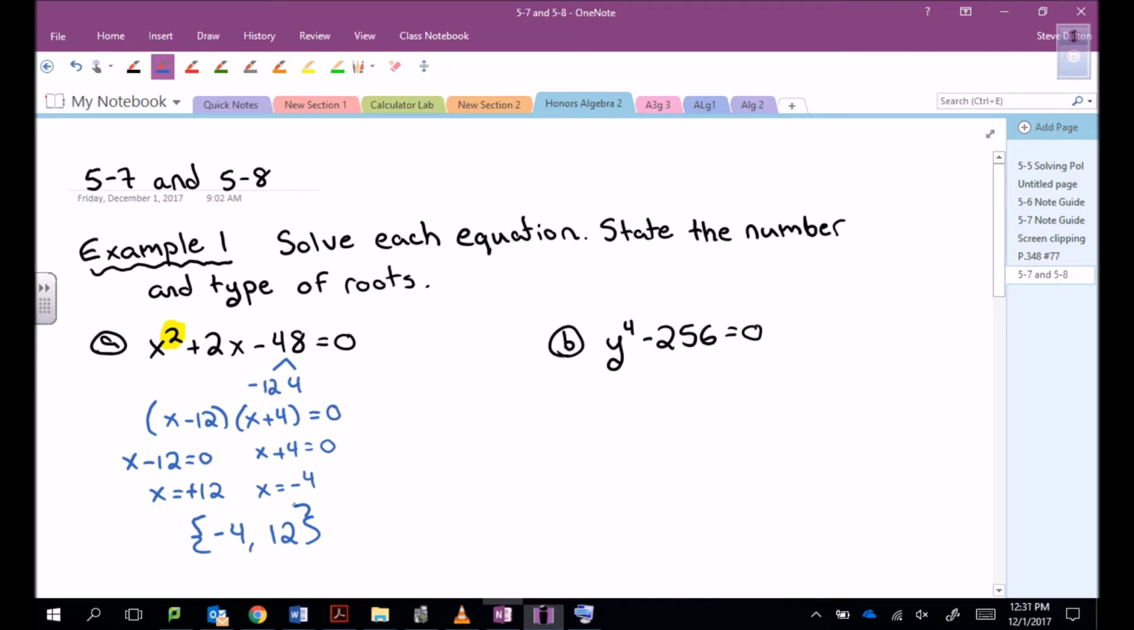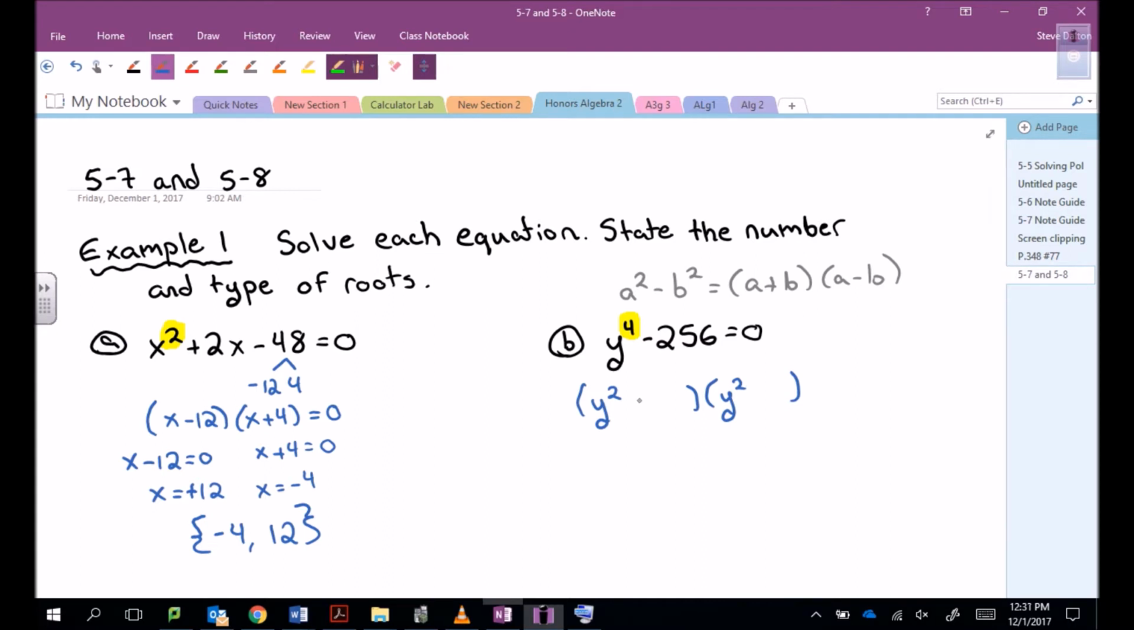Alright, now if we look at B, like we said before, B should have 4 answers because it's degree 4. Now hopefully we recognize that this is a special. It is the most common special. I can write it like that, which we know then factors into this. So applying that special, we would find that the y squared, or y to the fourth, will be broken up into y squared, and we can break 256, well that's really 16 squared.